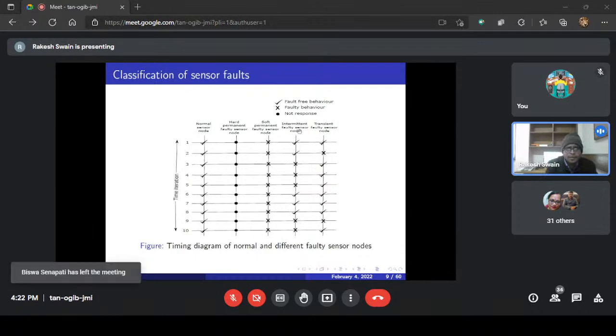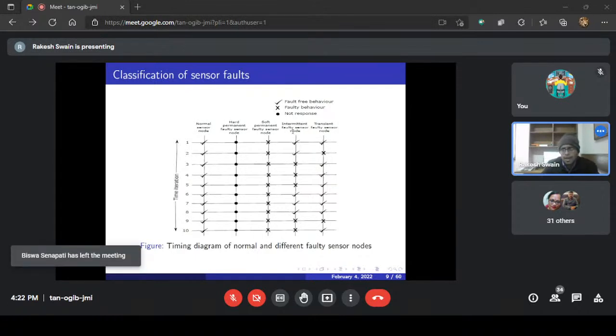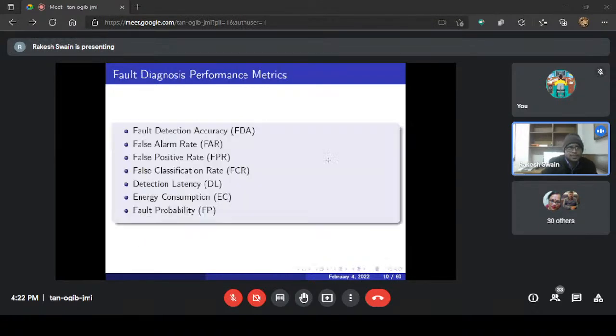Okay, that pattern will be maintained in an intermittent fault like this. And in the transient fault, what happened? For a very small amount of time it is faulty, then it is fault free, like this. It may happen at other times also, but only for a very small amount of time. If you compare it with the time diagram of that fault, that is the classification.